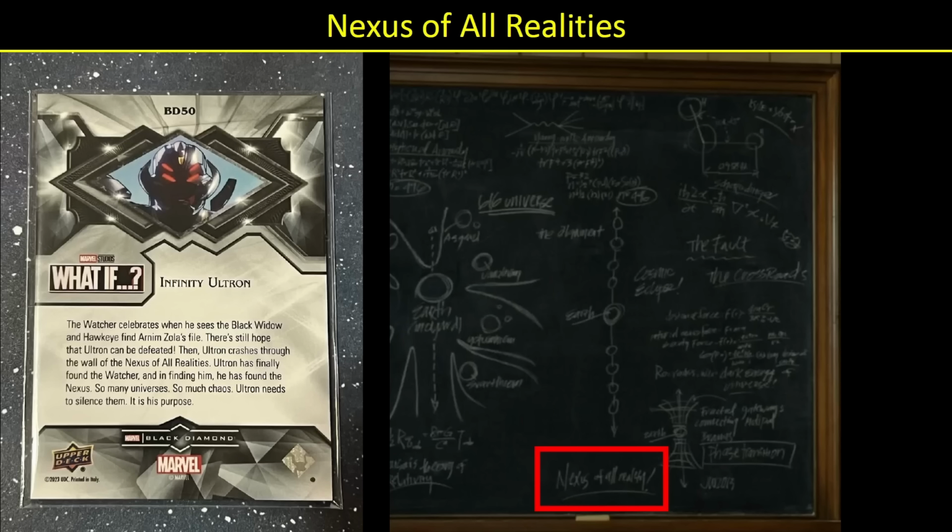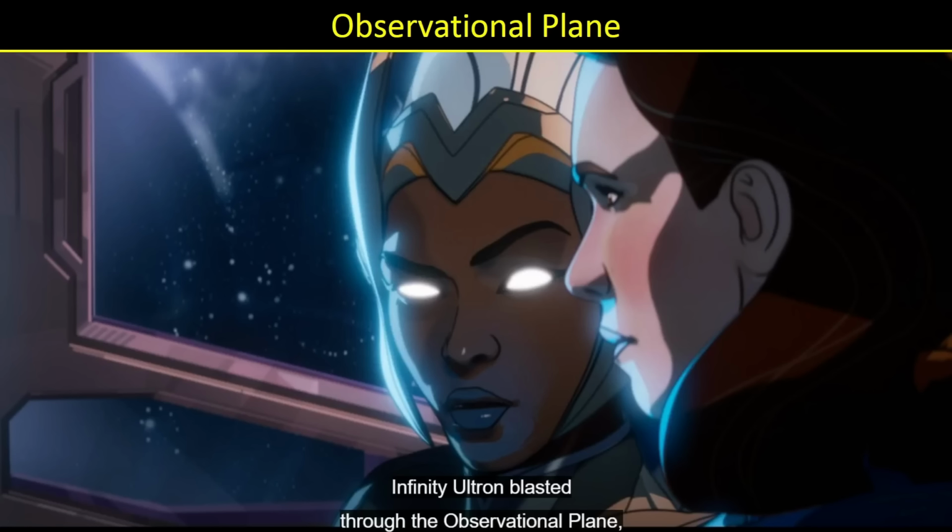According to Upper Deck trading cards, the place where Infinity Ultron crashed in to confront the Watcher was called the nexus of all realities. Now, I thought it was the observational plane, and I haven't seen it referred to as the nexus of all realities anywhere else but these trading cards. But still, I could see that name working. But since we're bringing that up, let's now talk about the observational plane.